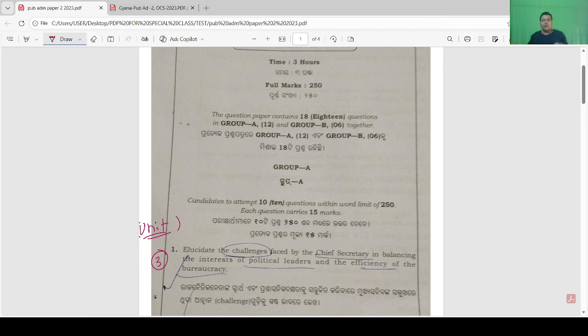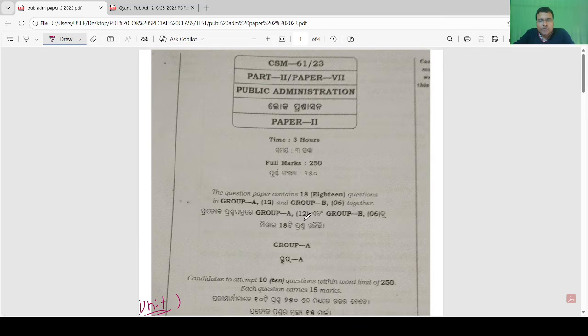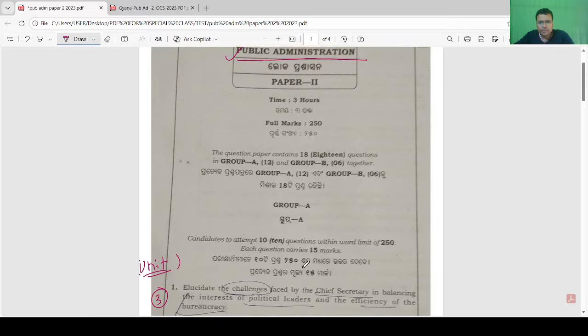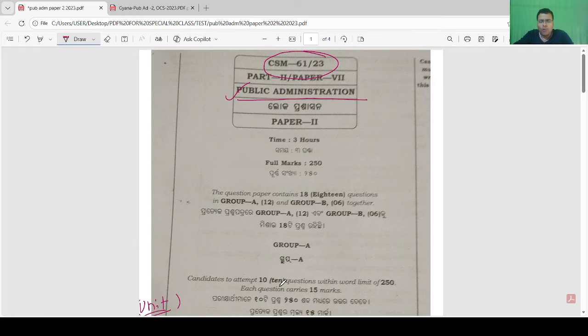Hello everyone. So today we will discuss the OPSC evaluated copy of one classroom student. This is the 2023 Civil Service exam, Public Administration paper 2. So how OPSC evaluates your copy, that we will discuss. This is a question of PUBAD paper 2.